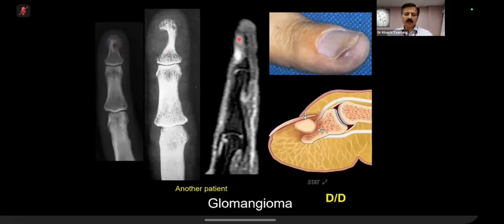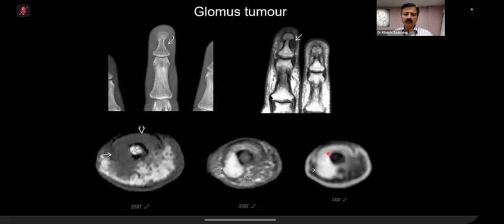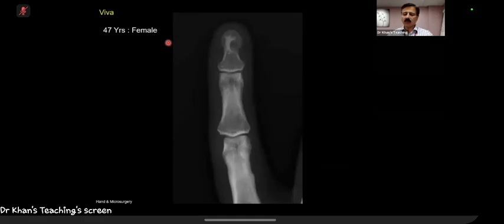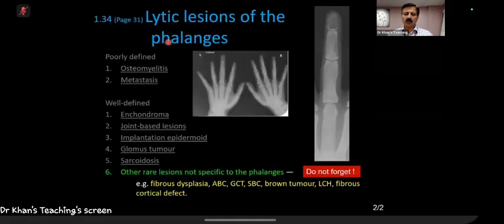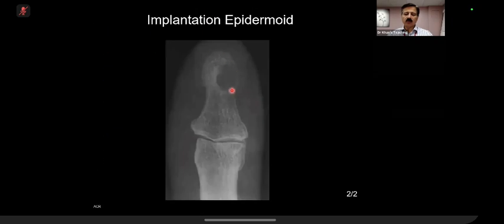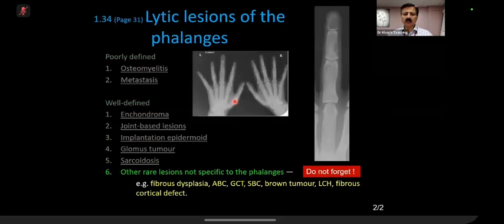On an MR, it will be high signal on T2. It can enhance, etc. But the key thing is that it's not sitting inside the bone. It is sitting outside and is causing scalloping of the dorsal surface. On the other hand, the implantation dermoid will be on the palmar surface, and it will be totally a lesion which has got marginal sclerosis because it is within the bone. That one was causing scalloping. This is the difference.